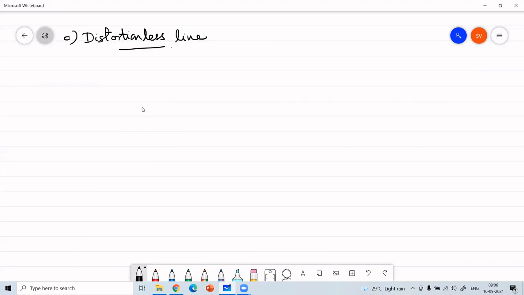It can be shown that for a distortionless transmission line, R by G should be equal to L by C. So this is the condition for a distortionless line, that is R by G is equal to L by C. This condition is actually very difficult to realize in practice. For example, the left hand side R by G is about 1000 times greater than the right hand side L by C for telephone lines.